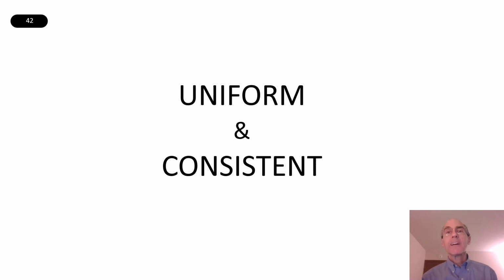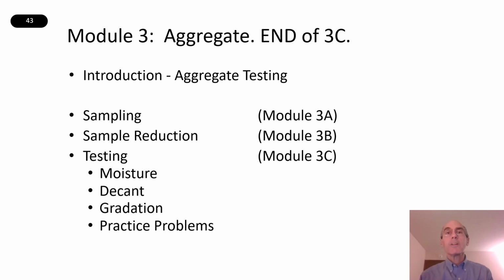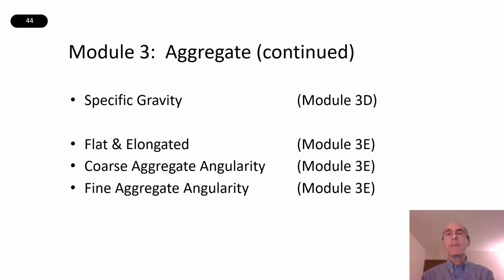Learning test methods, techniques, and calculations are important steps in your journey to becoming an excellent technician. The unwritten rule for an excellent technician is to be uniform and consistent in everything that you do. When you get a failing test or an unexpected result, you want to be confident that the material changed, not that you were inconsistent in your procedures. This is the end of modules 3C for moisture, decant, gradation, and the practice problem. You can now navigate to module 3D and then module 3E for the remaining topics and aggregates.